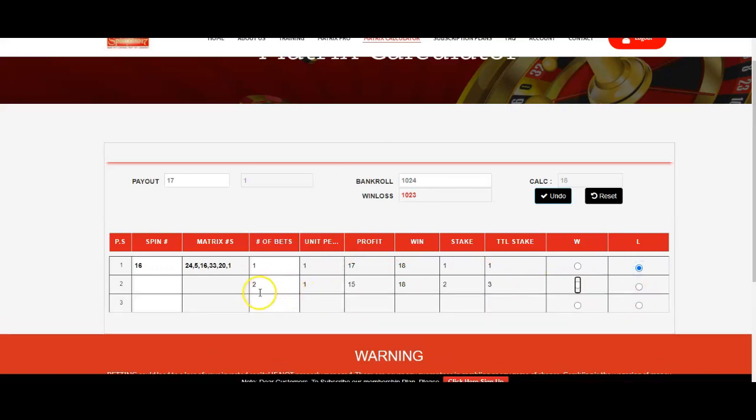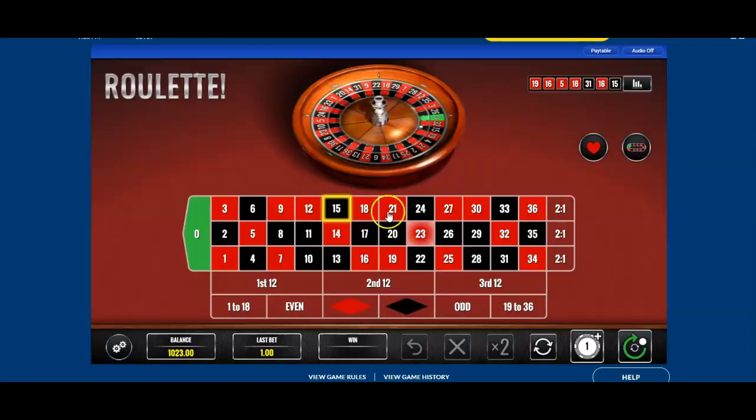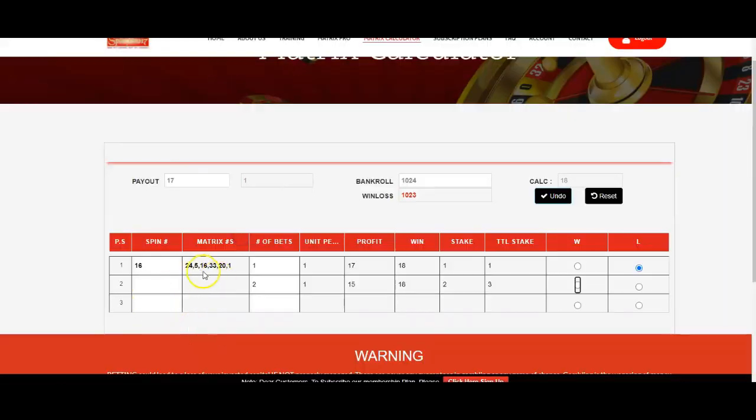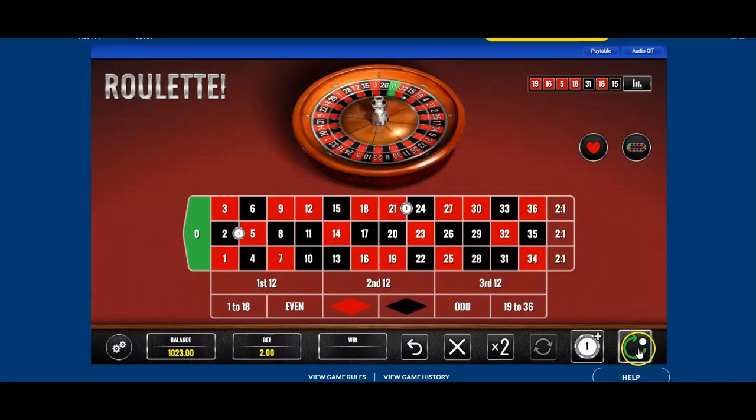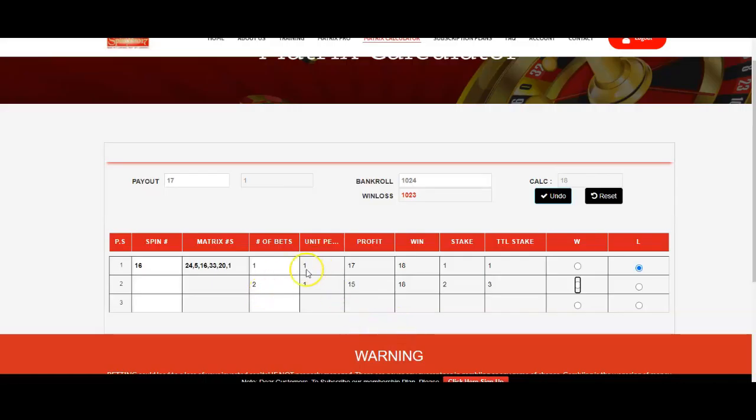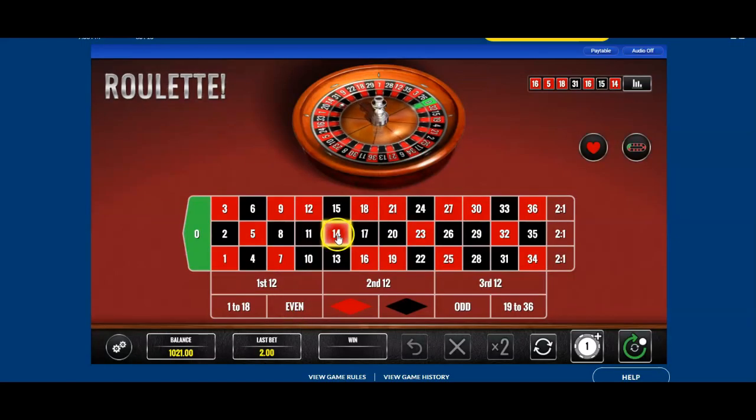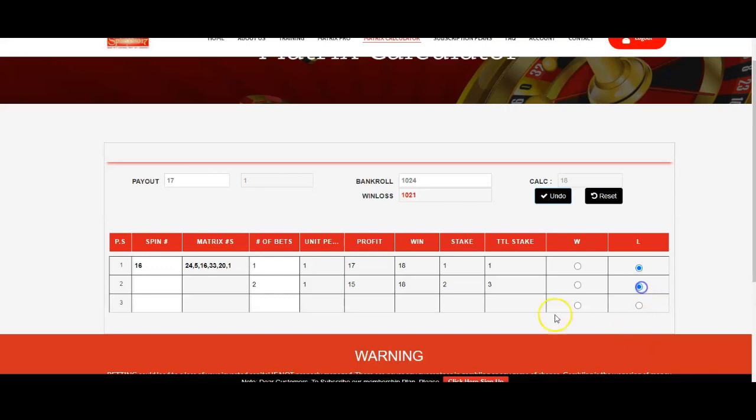Now we're going to place two bets. So now we're going to place 24 and 15. Use 24, and 5. And again, it's important to have a look at this per unit bet column. So that's going to tell you how much to bet here. Okay, so we lost that one, no problem.